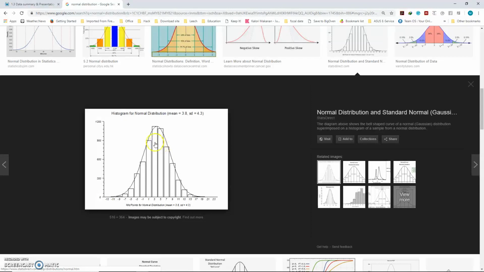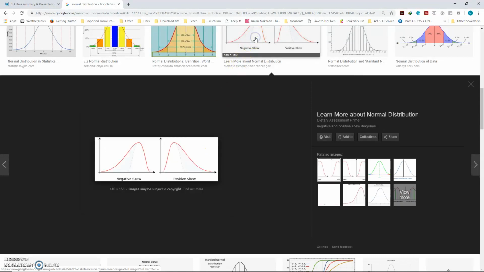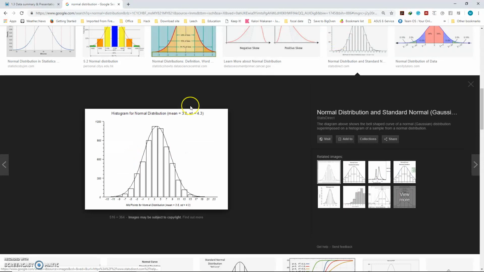It does not actually have an accumulation of data toward the left or the right. So this is not skewed, and this is what is meant by skewed. This is negative skewed or left skewed. This is positive skewed or right skewed. Right? You can also refer to figure 1.10. So it means that when the data is like this, it is skewed. When it is in the middle like this, it is not skewed.